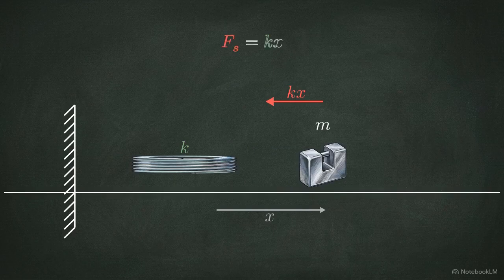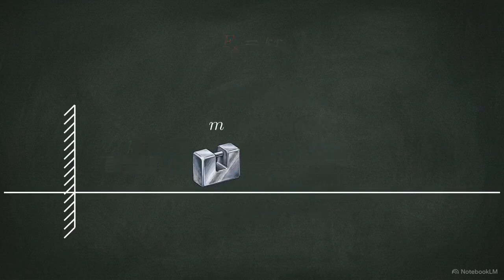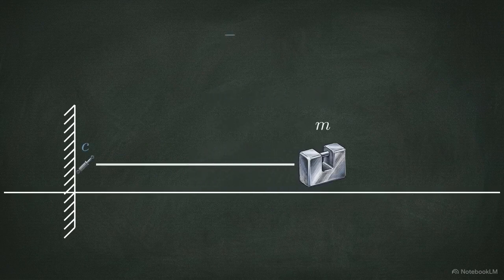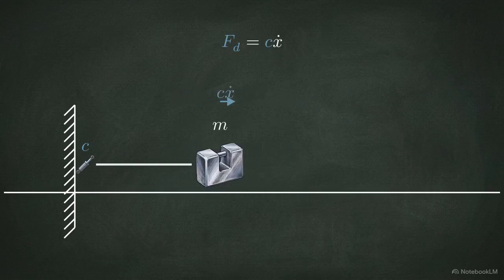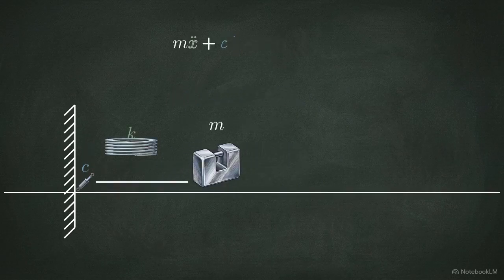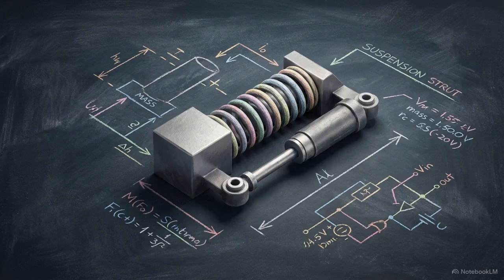The second element is the spring. This is the potential energy storage component. It provides a restoring force proportional to its physical displacement. The third element is the damper. This is the energy dissipation component, providing viscous friction that scales with the velocity of the movement. Understanding a mechanical system's behavior requires mapping how these three specific elements interact, physically couple, and trade energy over time.